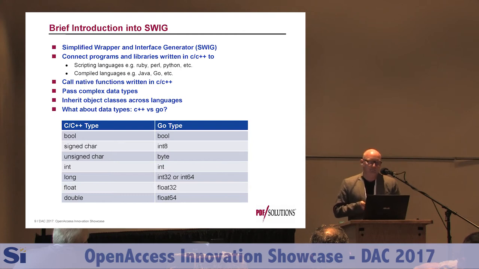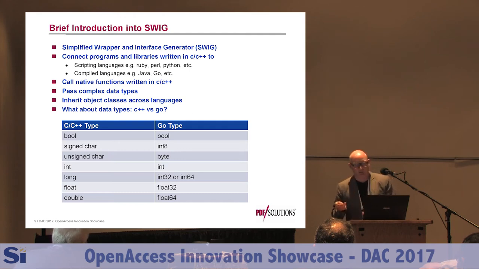And you can also connect it to compiled languages, of course, like Go, Java, whatever is out there almost. You can then call native functions written in C++ from your language. You can pass complex data back and forth. You can inherit object classes across languages if your target language is object-oriented, which Go is not.